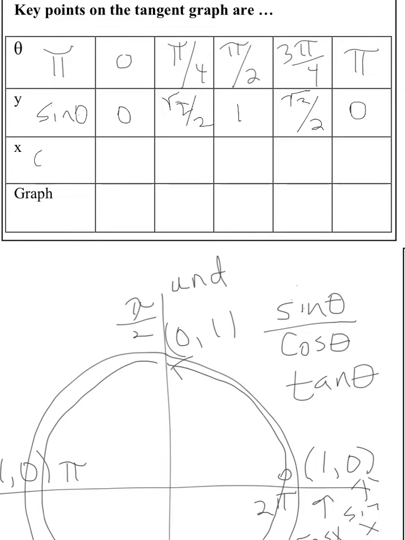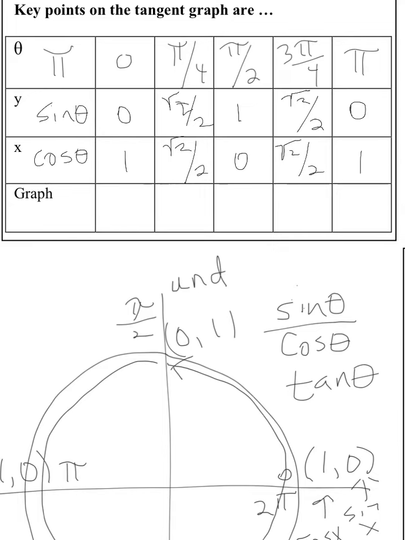And then our cosine of theta is going to be 1. And then at pi over 4 is again root 2 over 2. And at pi over 2 is 0. And then root 2 over 2.